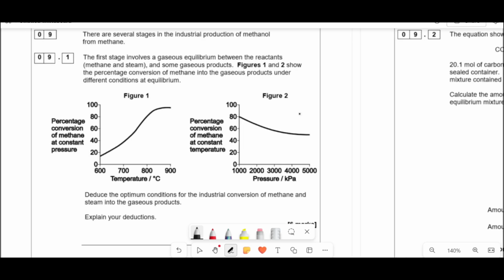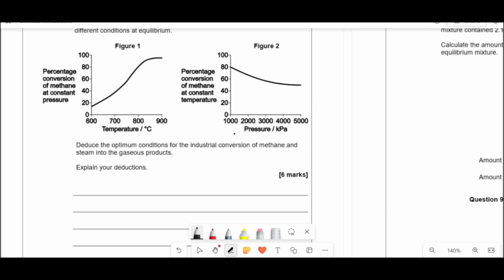There are several stages in the industrial production of methanol from methane, and the first stage involves a gaseous equilibrium between the reactions, methane and steam, and some gaseous products. Figures 1 and 2 show the percentage conversion of methane into the gaseous products under different conditions at equilibrium. So as we're increasing the temperature, the percentage conversion seems to go higher and higher and then levels off at about 100. Whereas if we increase the pressure, the conversion seems to decrease.